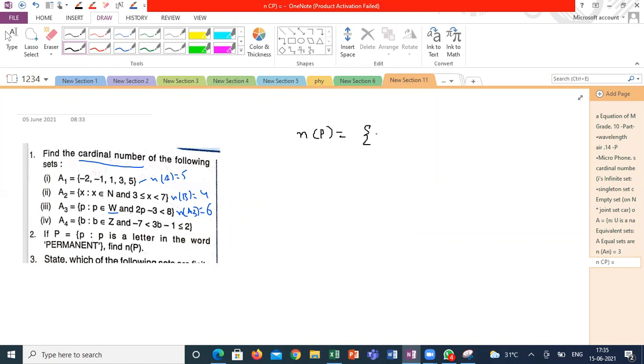N of P. Permanent: P, E, R, M, A, N, E won't come again. E and N won't come. P is not repeated, E is repeated; T has not come. Only E is repeated, E is here and E is here, and N is also repeated. P, E, R, M, A, N, T. So 1, 2, 3, 4, 5, 6, 7. So N of P is 7.